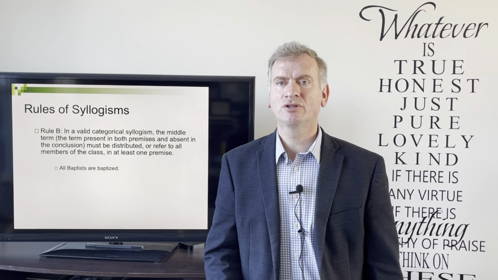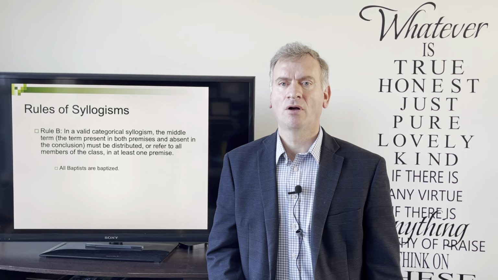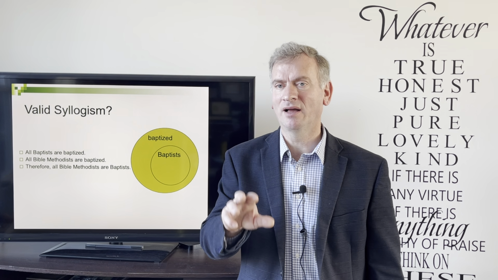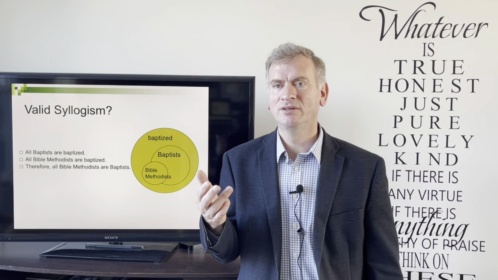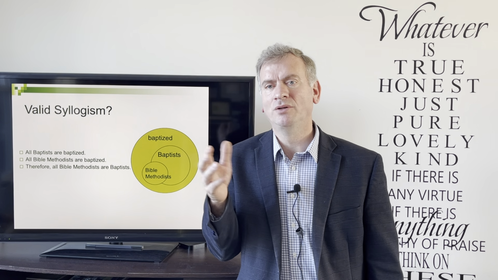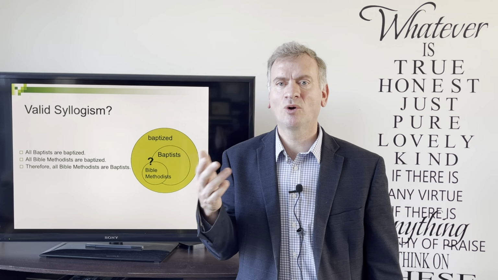And then rule B, the middle term must be distributed or refer to the members of the whole class, all the members of the class, in at least one premise. So in this syllogism, all Baptists are baptized, all Bible Methodists are baptized, therefore all Bible Methodists are Baptists. Well, you have a little problem, because even though we know all Baptists belong to the category of baptized, we don't really know where to put the Bible Methodists. Okay, yeah, they belong to the category of baptized. That's good. But do they fit within Baptist, or is there some that are outside Baptist? Well, we know for other reasons that they are outside Baptist, but there's a question mark according to these premises, because it doesn't refer to all of those who are baptized in at least one of the premises.